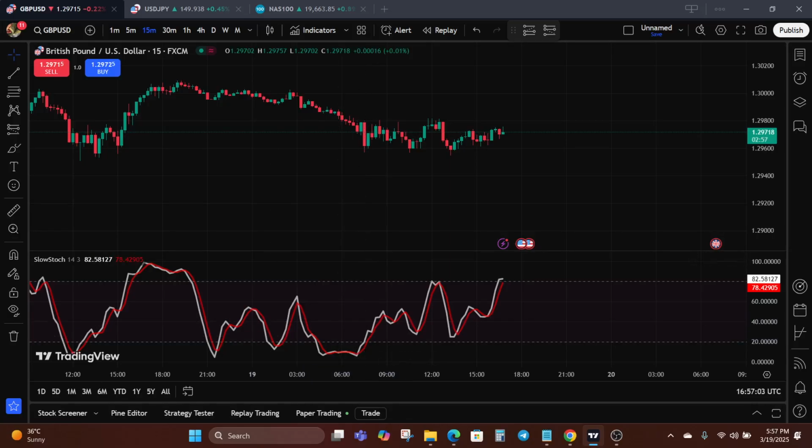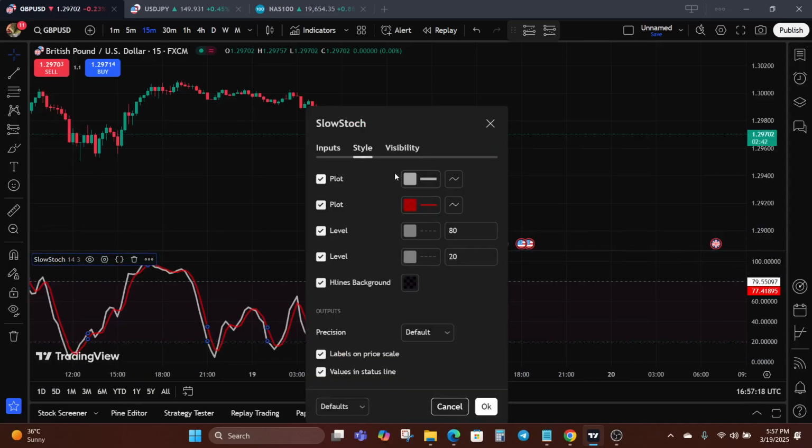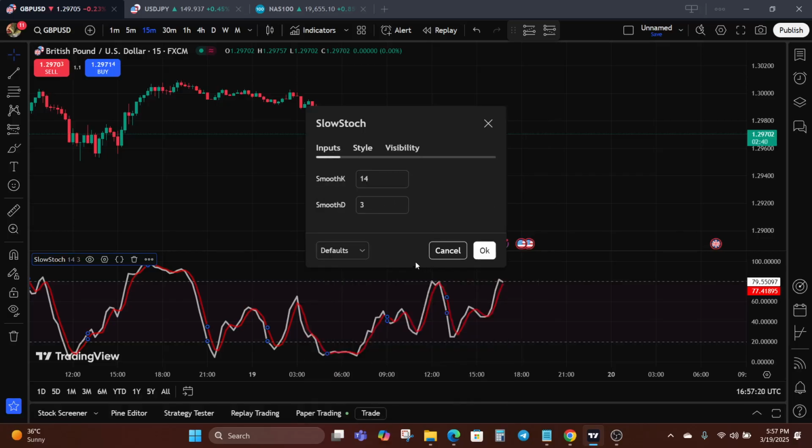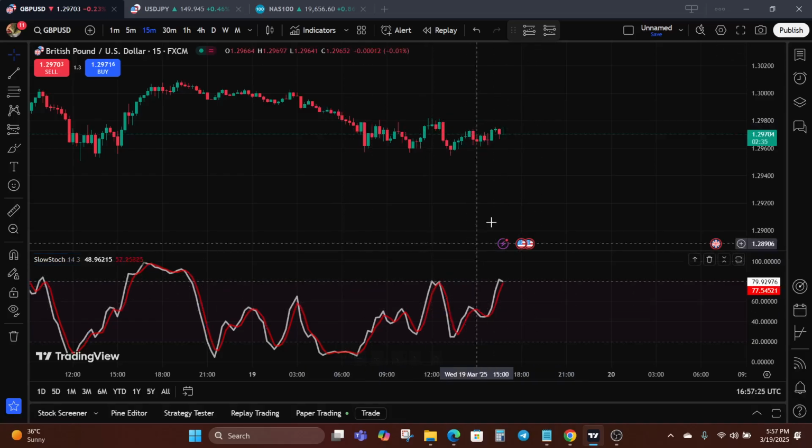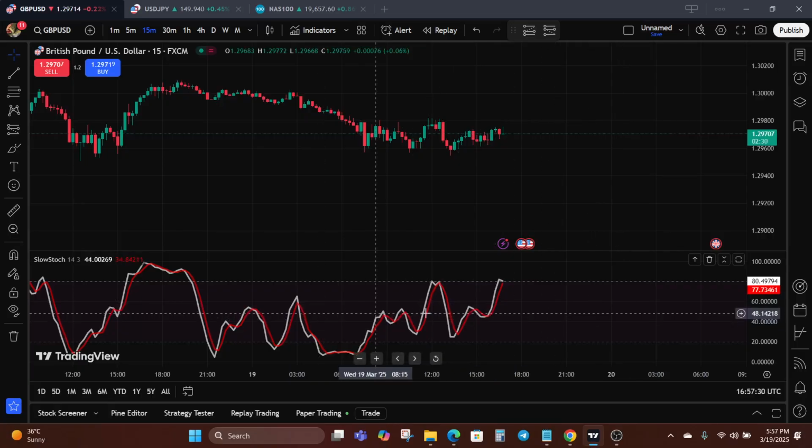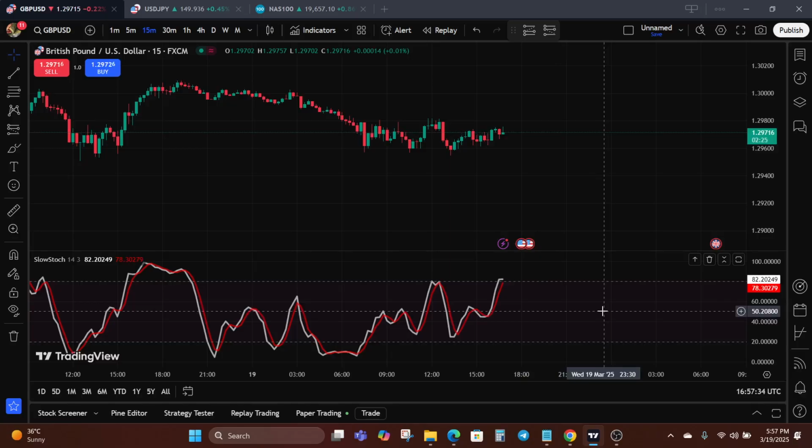There are 3 main zones to focus on: above 80, below 20, and the midline. Sometimes the midline might not be visible in some indicators or some platforms. But basically, the midline is the 50 level. Those are the 3 levels to pay attention to.